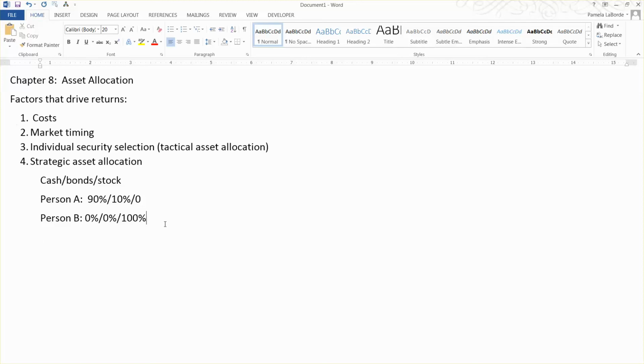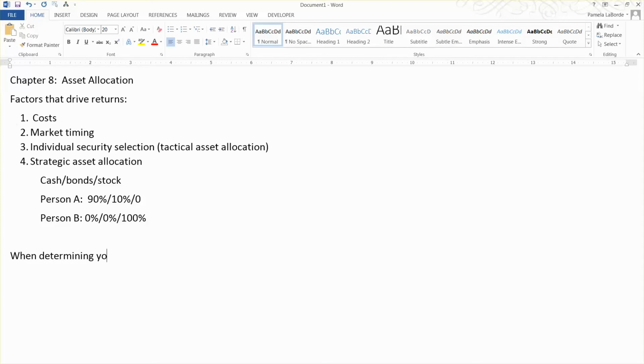I know this is a very difficult decision to make. How do you know how much you should put in bonds? Well, it depends.